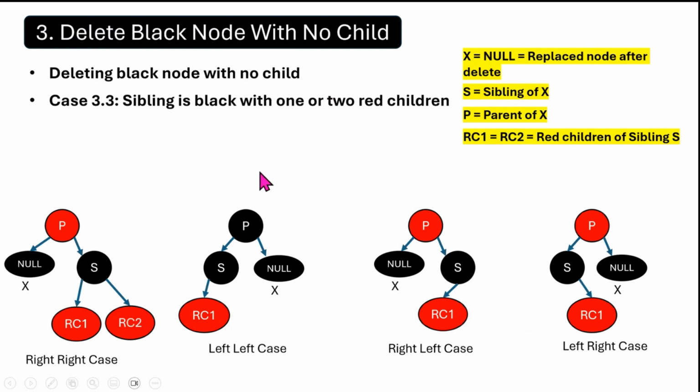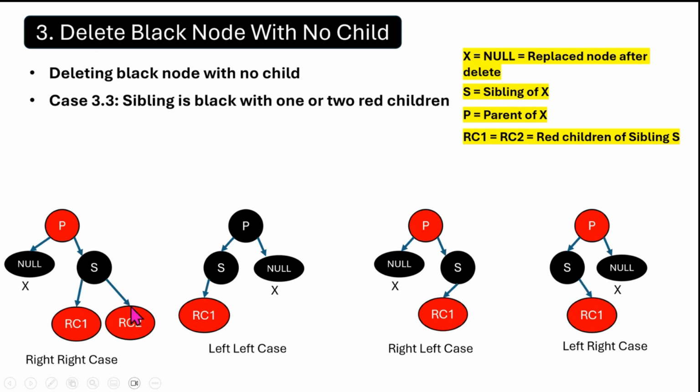Now, depending on the structure of sibling and red child, we will have four structures. So there will be four subcases in 3.3. Now, let's say if we delete, if the X is on the left side of the P and sibling S is on the right side. So there are two. This is one. But let's say the red child is on the left side or on the right side of sibling. So there are two cases, right? So it is right-right, right-left, or right-right.